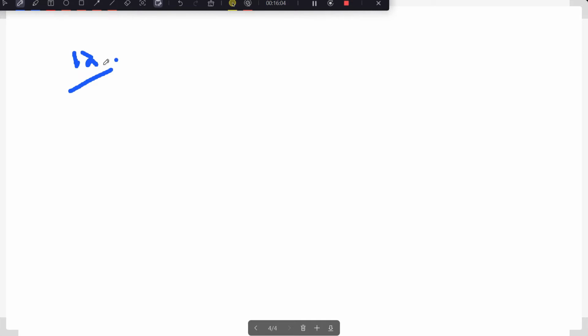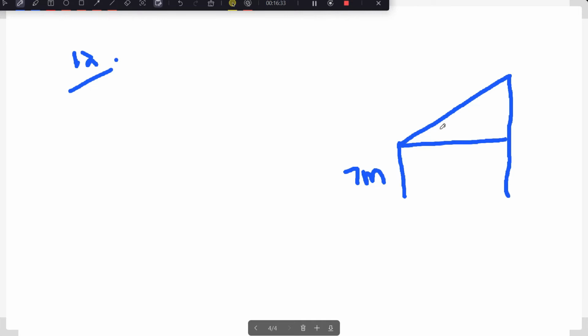So let's move to question number 12. From the top of a 7-meter high building, the angle of elevation of the top of a cable tower. So I guess I was quick in making this. Basically there is a building 7 meters tall. The angle of elevation at the top of a cable tower, that means from here, the angle of elevation of the cable tower is 60.